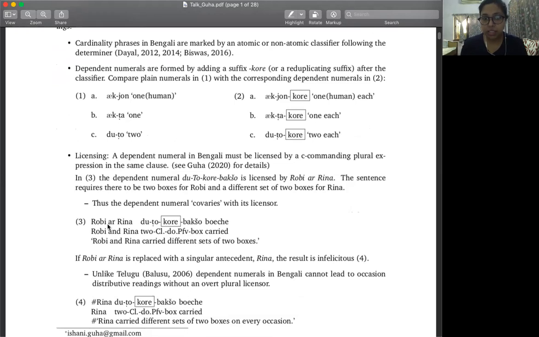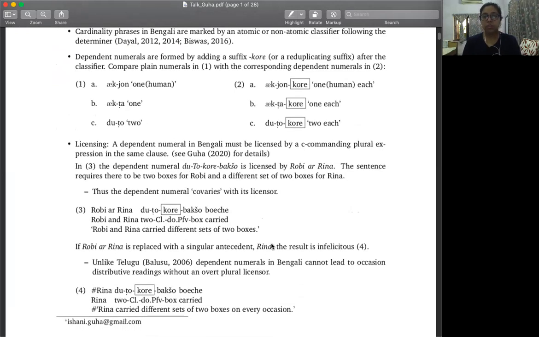In 3, which goes like Robi ar Rina duto kore baksho boyeche, translated as Robi and Rina carried different sets of 2 boxes, the dependent numeral duto kore baksho is licensed by Robi ar Rina. The sentence requires there to be 2 boxes for Robi and a different set of 2 boxes for Rina. Thus, the dependent numeral co-varies with its licensor.